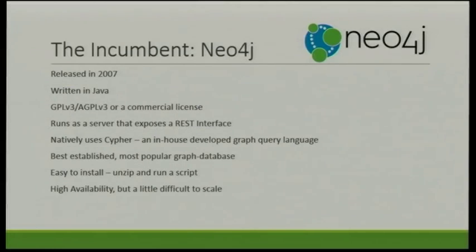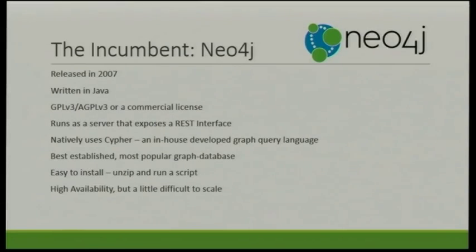starting with the incumbent. So Neo was first released in 2007. It's a Java program. The licensing is a bit weird, but not unfamiliar to you if you've been around in open source for a while. It's your GPL for Community Edition and commercial otherwise. They've previously been, or at least there's references to them being AGPL licensed, which brings with it all of the benefits and drawbacks of that approach. And essentially, you've got a server, and it gives you a REST interface to which you can submit queries.